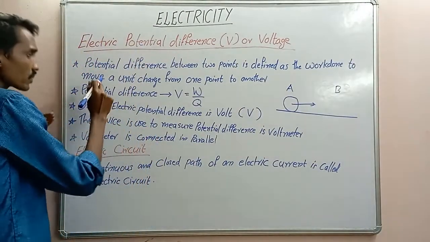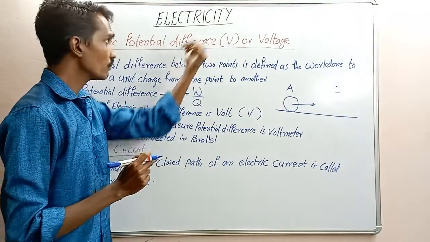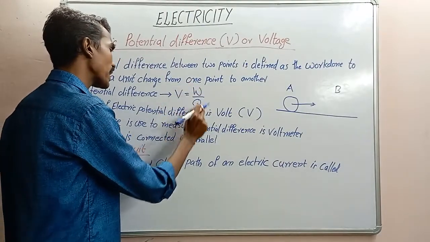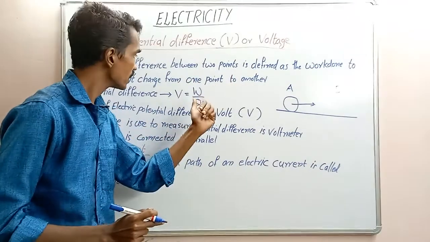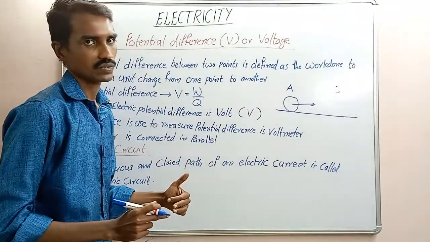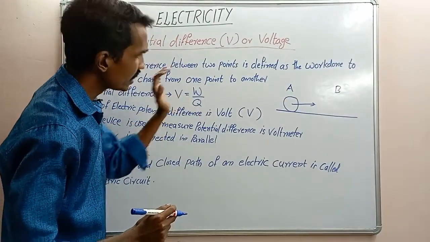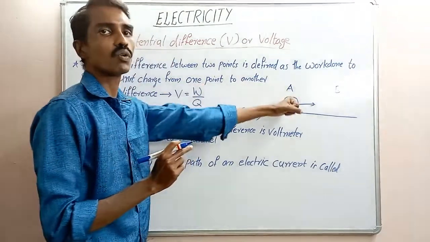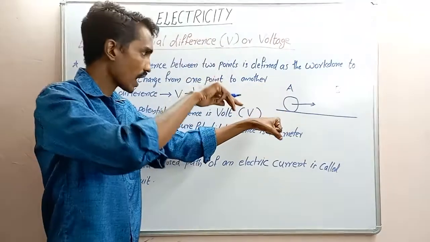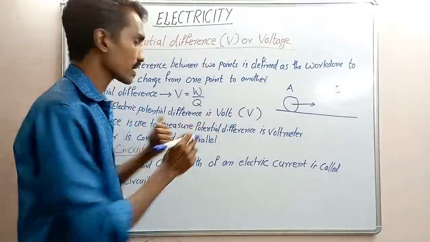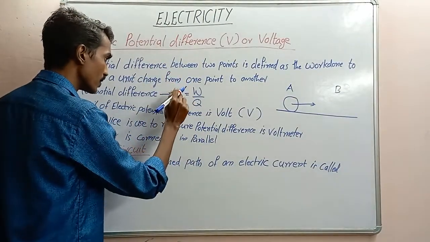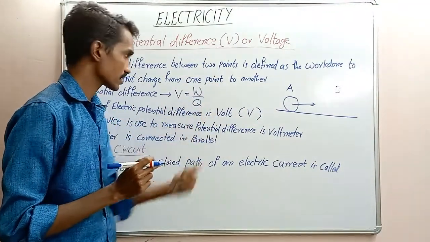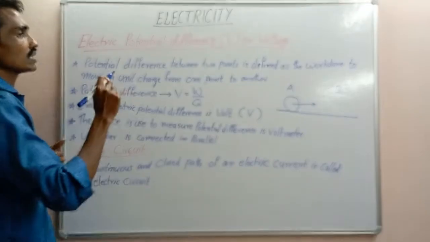Next is the formula. Electric potential difference is denoted as V. V is equal to W by Q, where W is the work done and Q is the electric charge. The work done to move the electric charge is known as electric potential difference. So V is equal to W by Q. Clear?